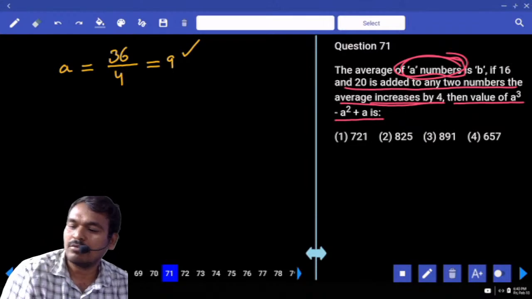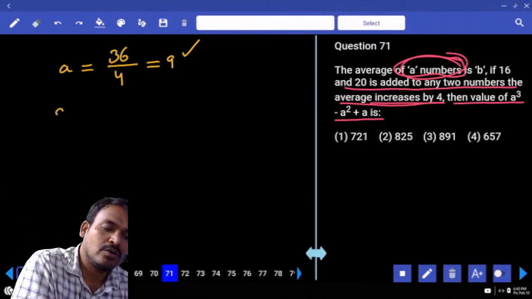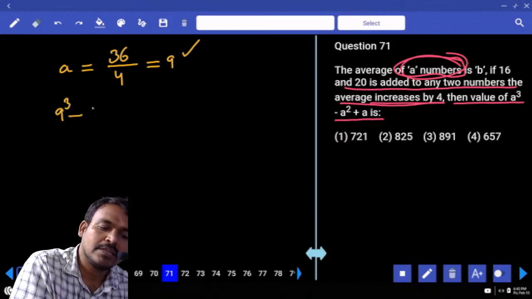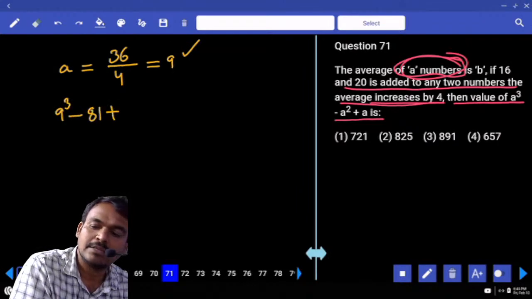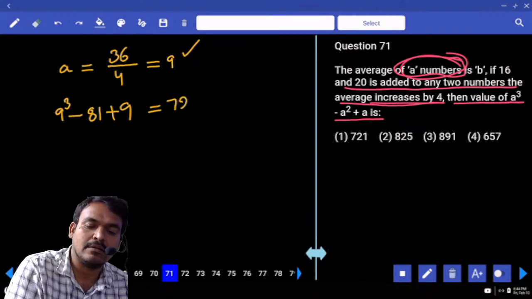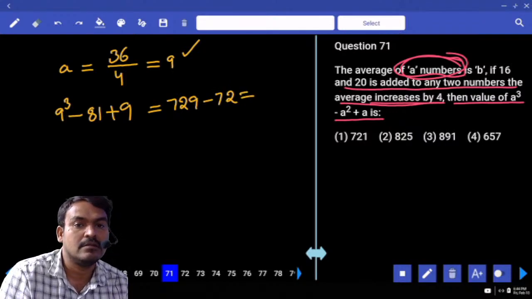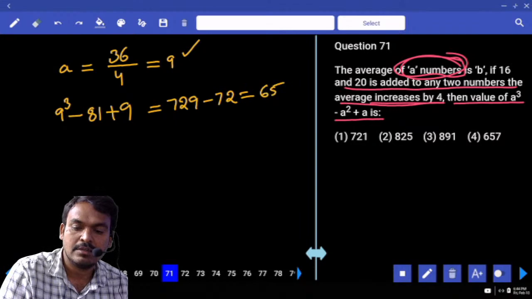Okay. What is the question here? A cube minus A square plus A. What is the A cube? 9 cube. What is the A square? 81 plus 9. Then we get 729 minus 72. How much? 657.